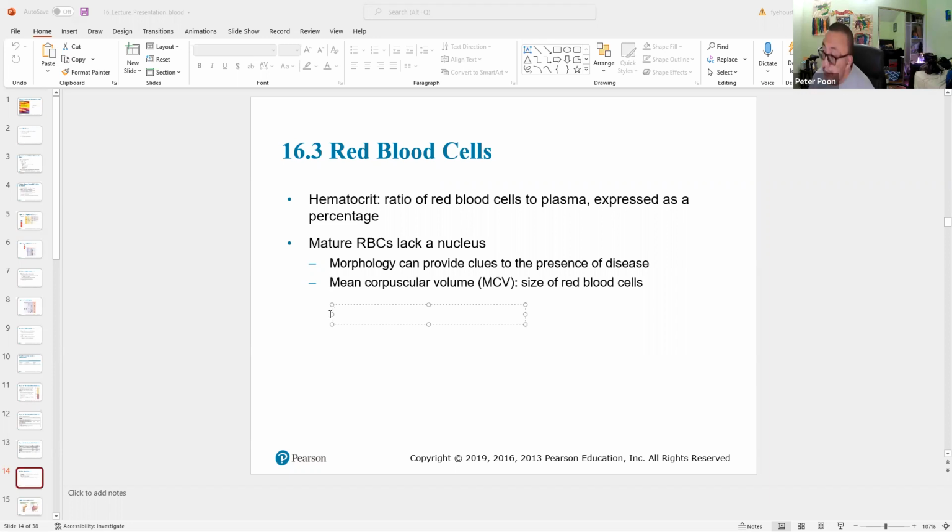There are two things that can go wrong. One is that the cells get too big, or two, the cells are too small. Too big, macrocytic anemia: the red blood cells are too big. Too small, microcytic anemia: the cells are too small. Those two are both anemias, but they tell you something very different about what's going on in the patient.